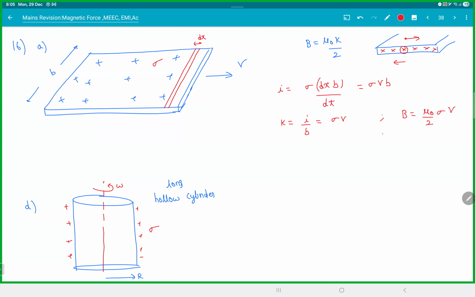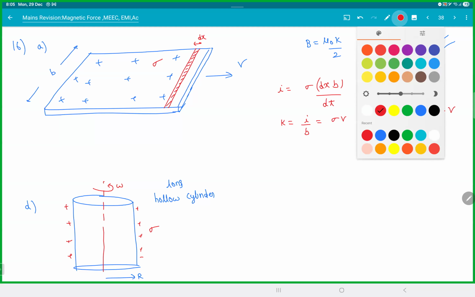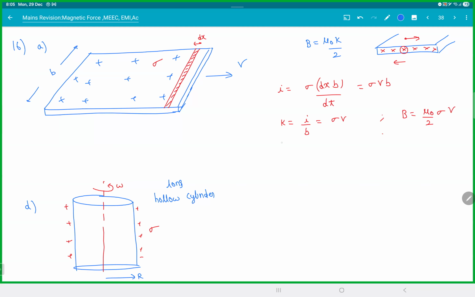Clear with this? So K is actually sigma v. Got what we did? I found the charge on the small sheet, which is dx into b into sigma, sigma into area. dx by dt is velocity, so I got the current, but I don't want current, I want current per unit width. In case you forgot, K is nothing but current per unit width. Here the width of the sheet is b.